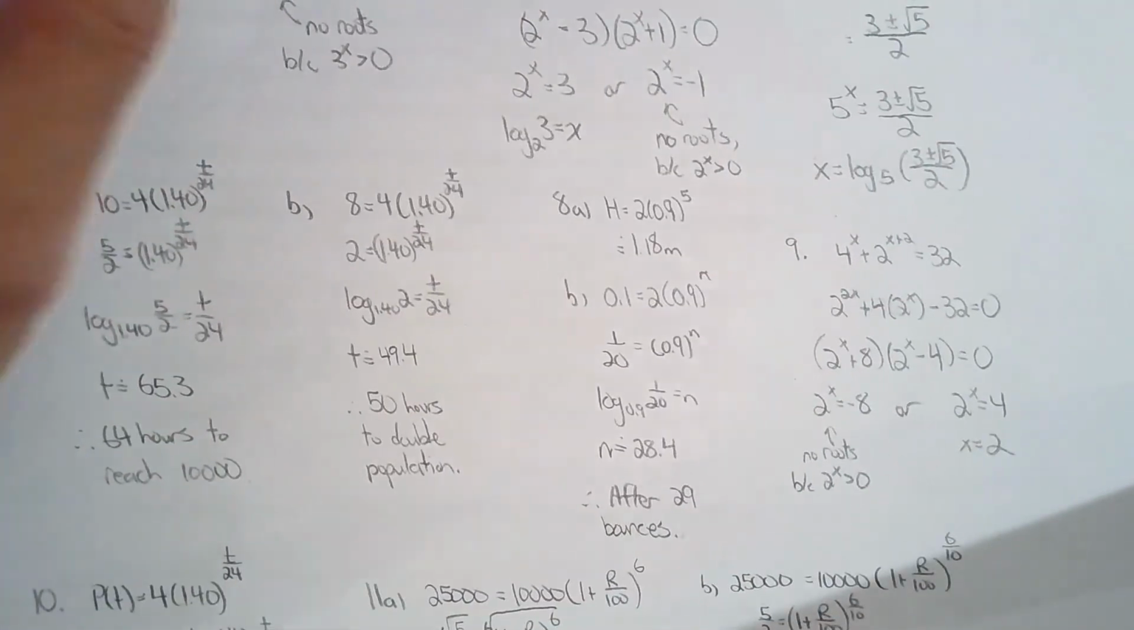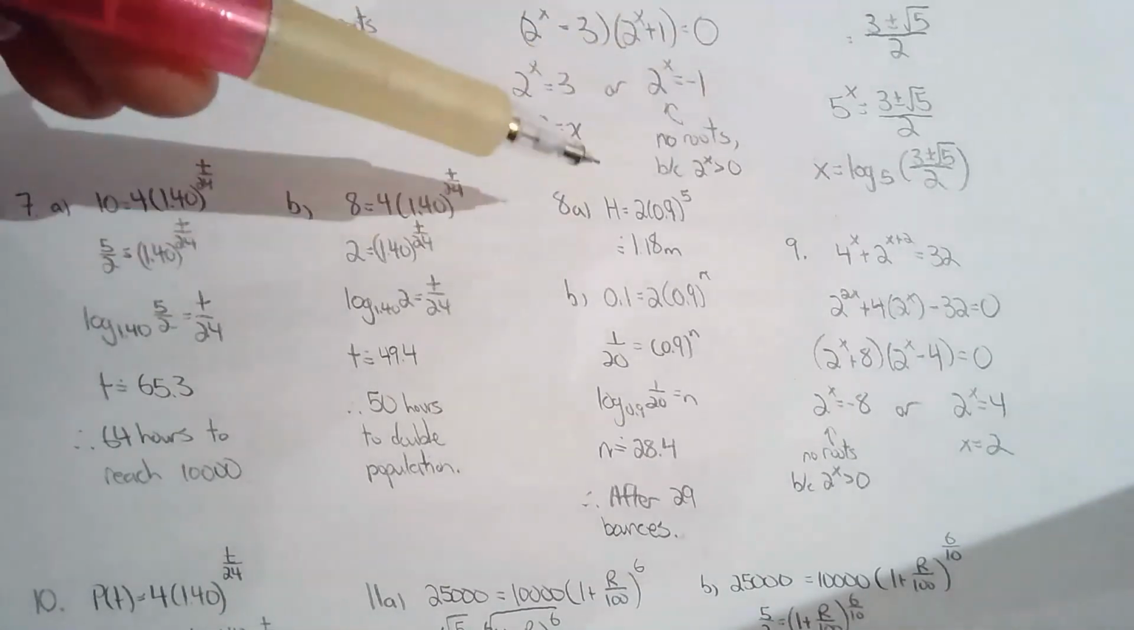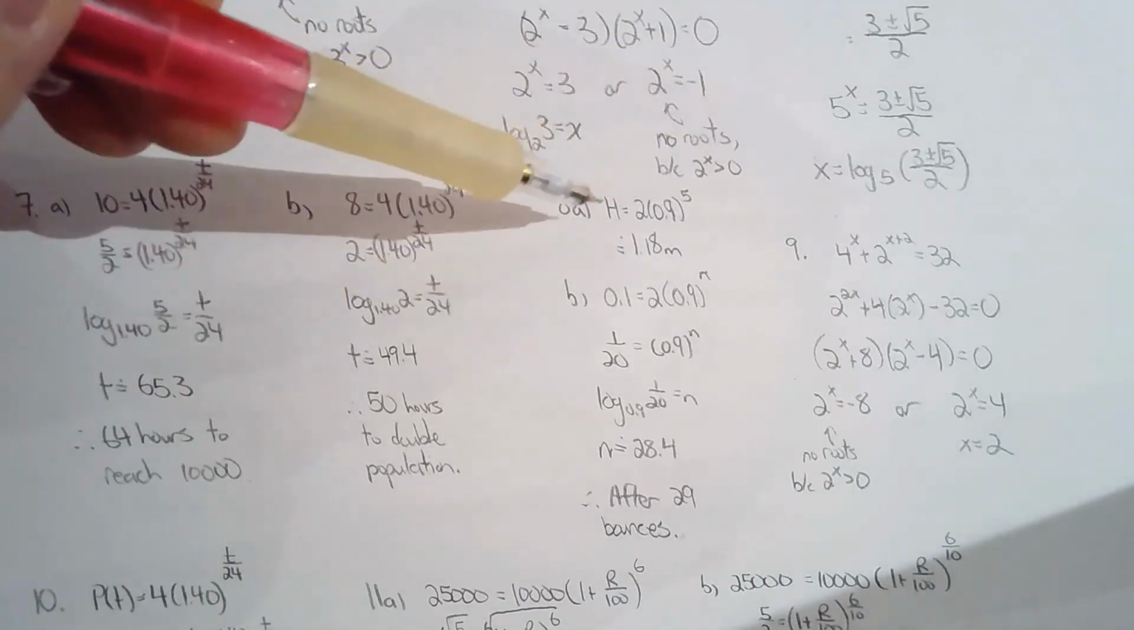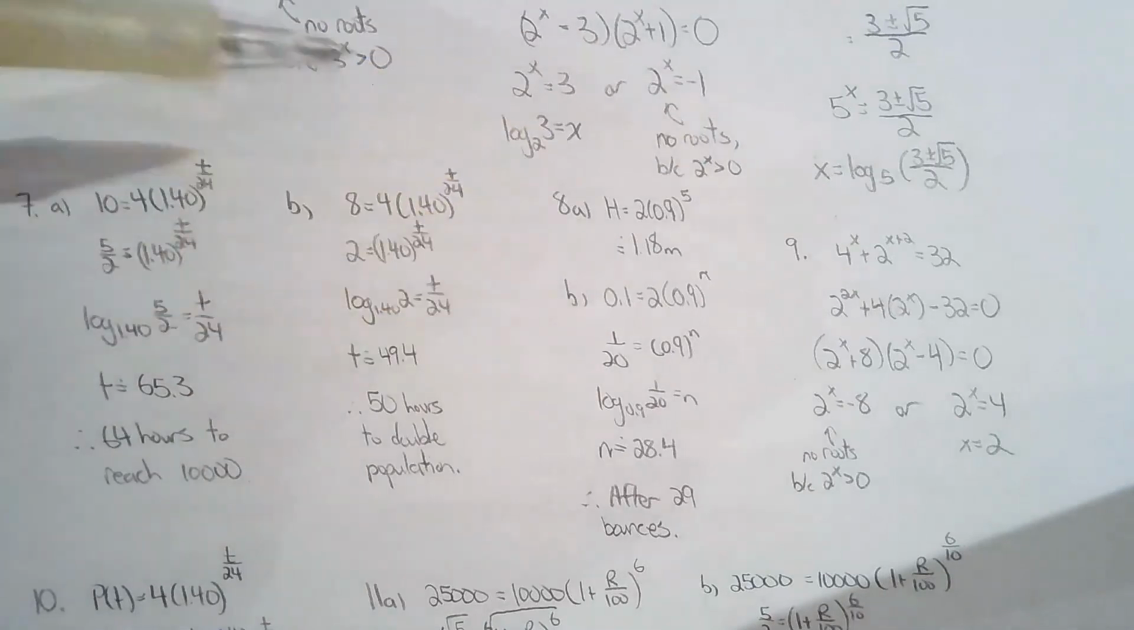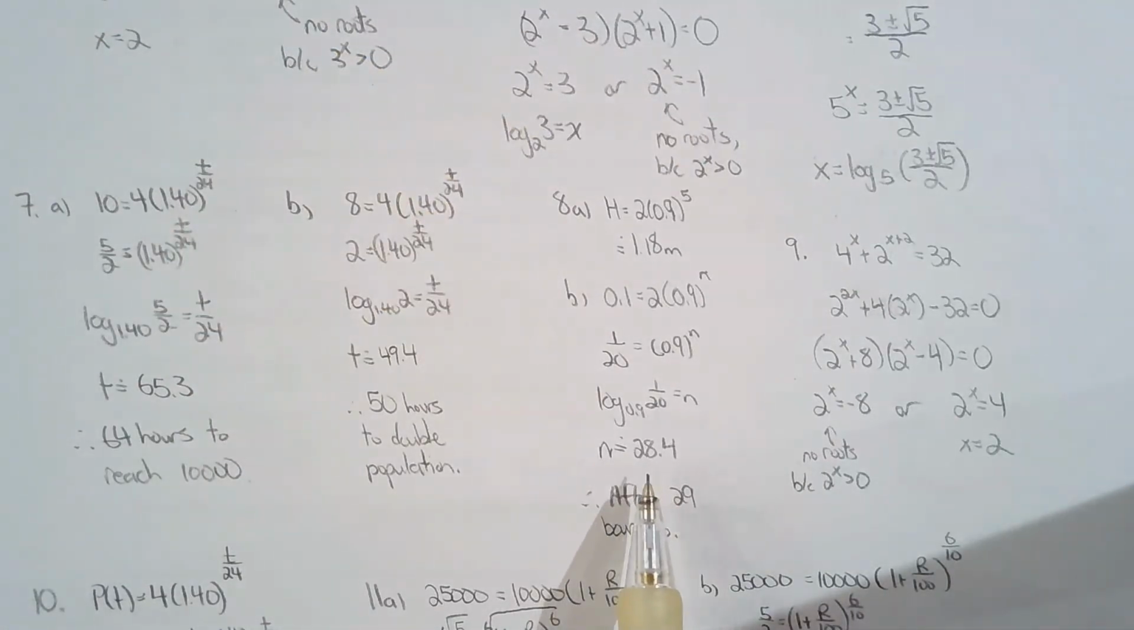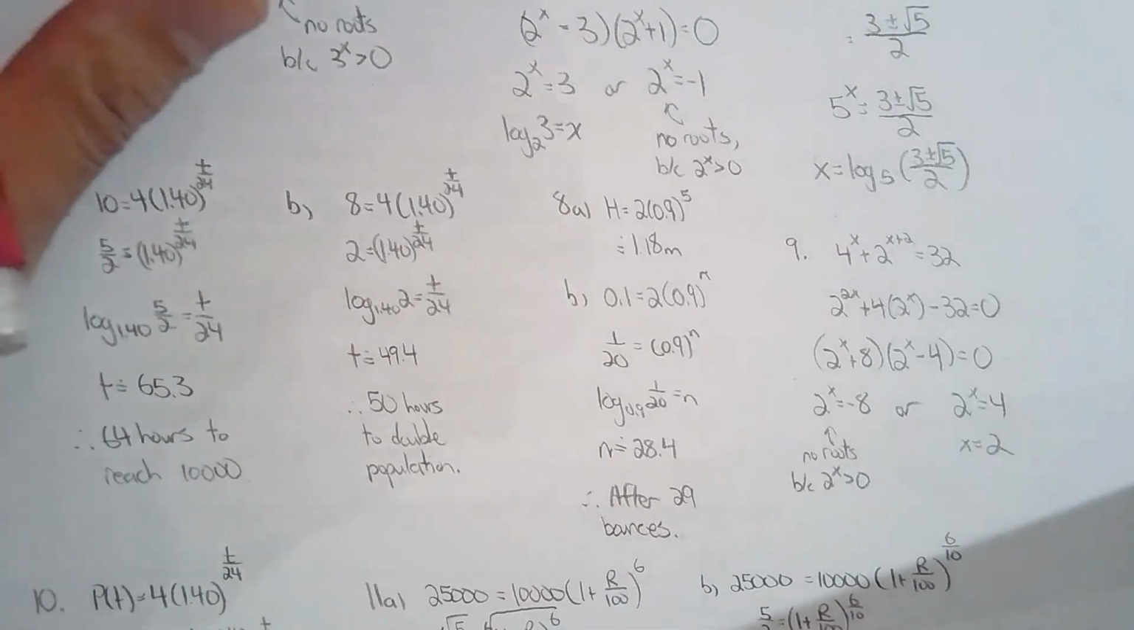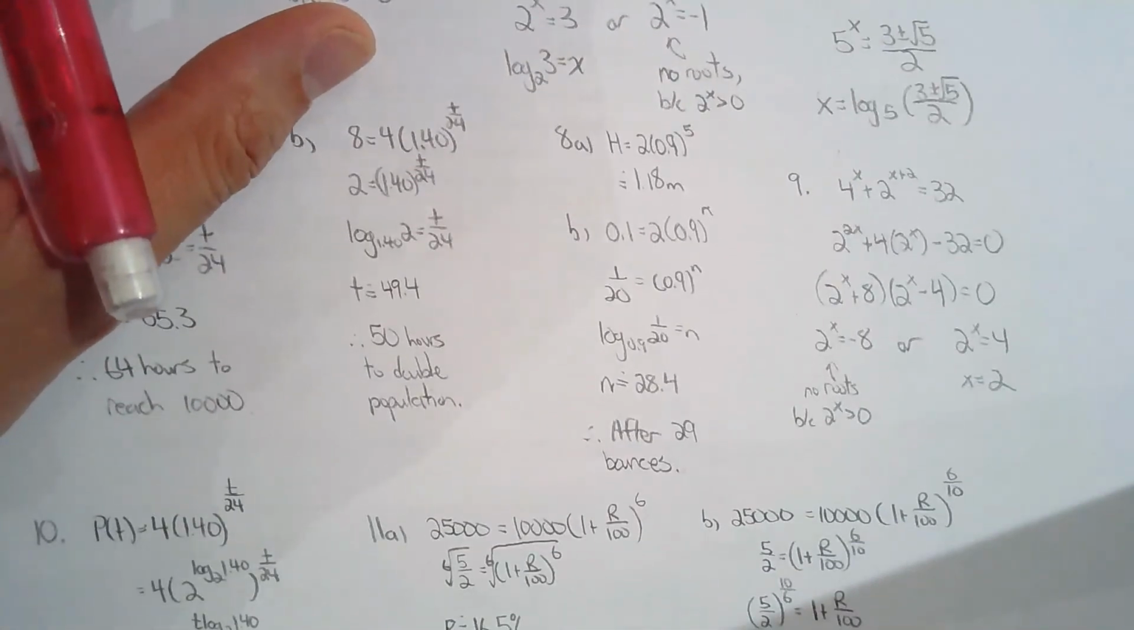Question 8, you have a relationship between the number of bounces and the height of the ball. Nothing much to say, but I want to add here for 8b, you have to round up because you want it to be less than 0.1. So even though it's 0.4, you have to round up to 29 to get less than 0.1.